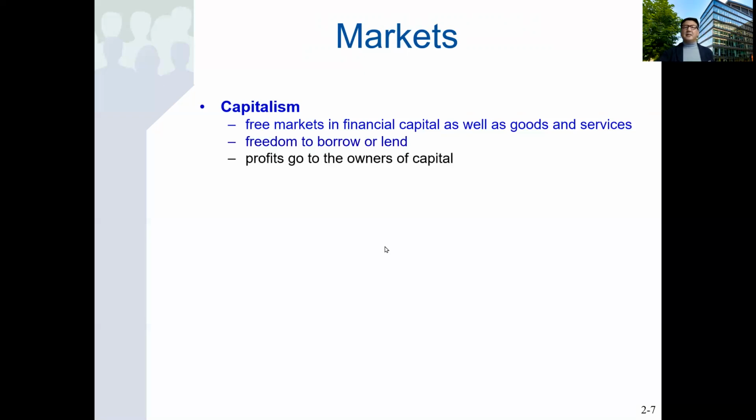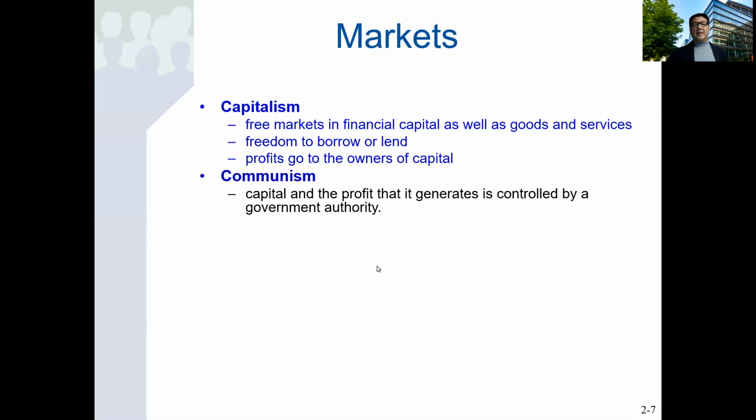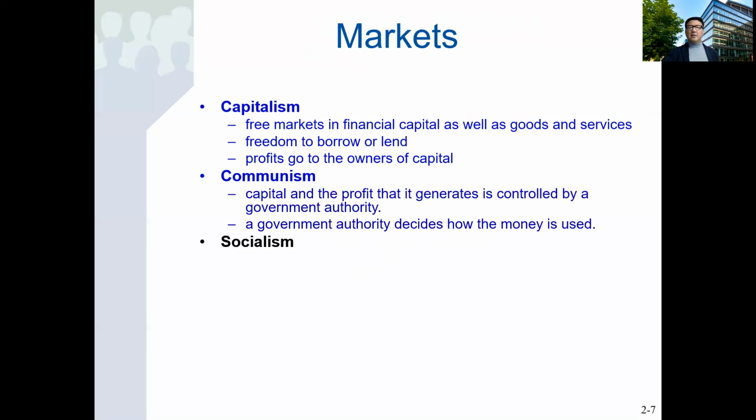Capitalism is the concept in which there's a free market and freedom to borrow and lend, and profit goes to the owner of the capital. Versus communism. Communism is the diametrically opposite of free market capitalism, where capital and the profit that it generates are centrally controlled by the government authority. And then the government authority decides how the money is distributed and used.